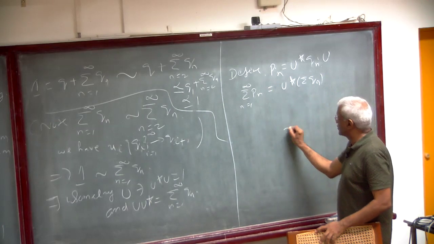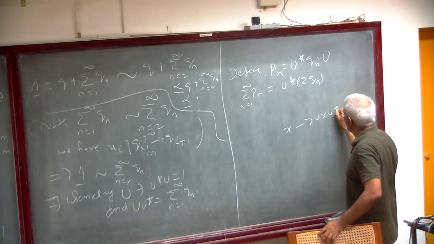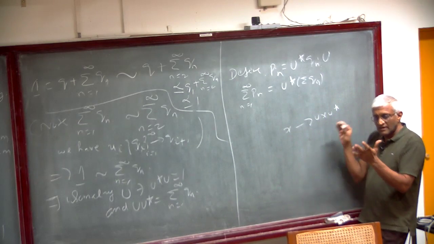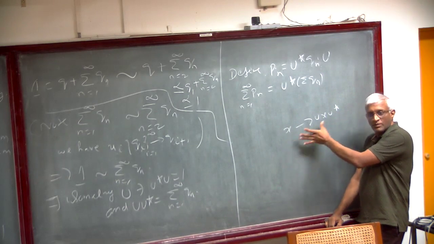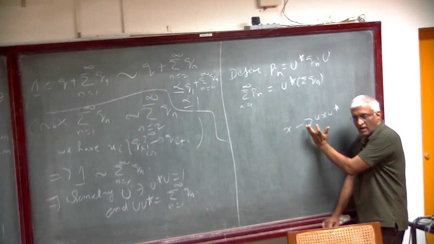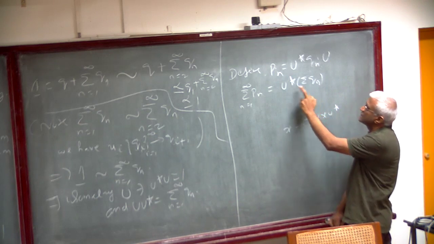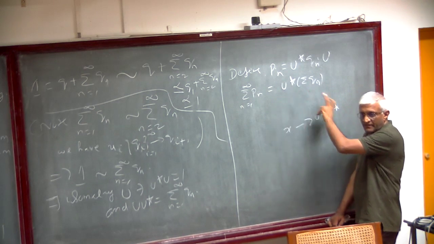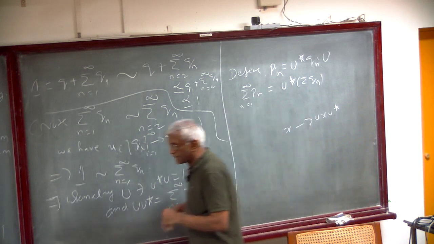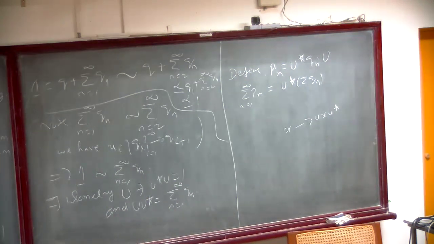As I said, X going to U X U star is a map for which there is no better, nicer isomorphism than this. If you have strong convergence, you can take it inside. You can take norm convergence inside too. This summation is basically strong convergence, so you can take it inside. Because of that, this is true. You can take the summation inside.